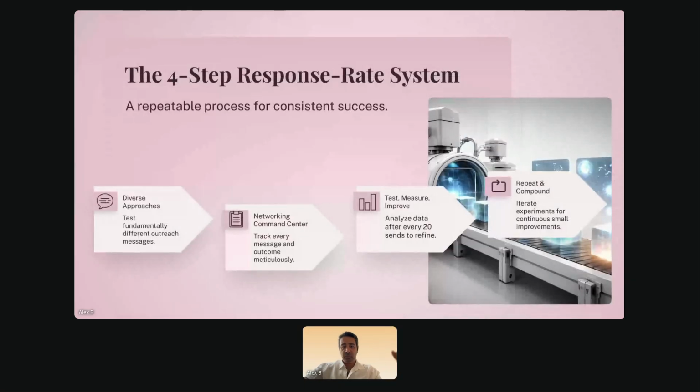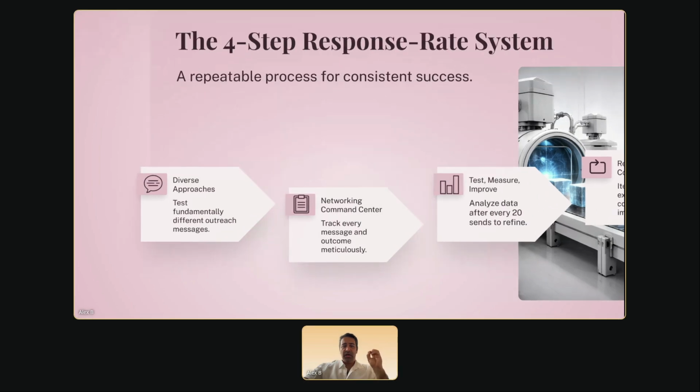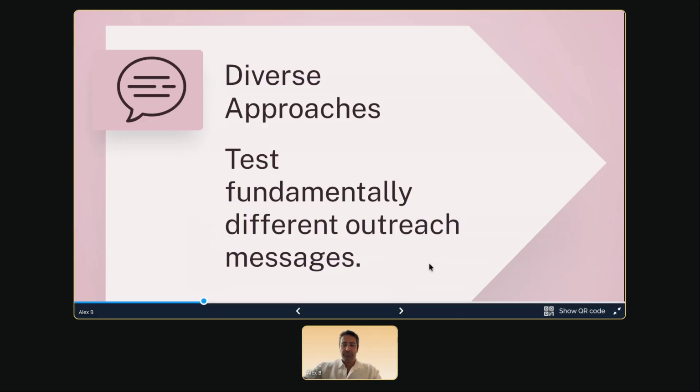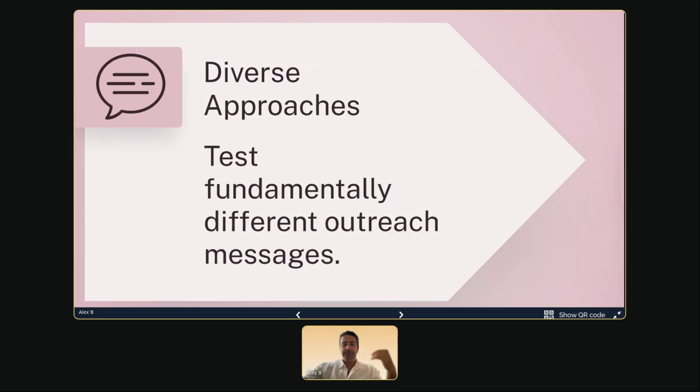But what is the four-step response rate system? This is a system that is repeatable. You can do it consistently over and over again to get results. So it starts with diverse approaches. I always tell people, do not test the same script on everybody. You have to have a diverse approach, and you have to test different outreach messages. We give you that in the CCM course. We give you exactly a template and different bullet points that you can test and you can use, because everything will be working differently for different people.